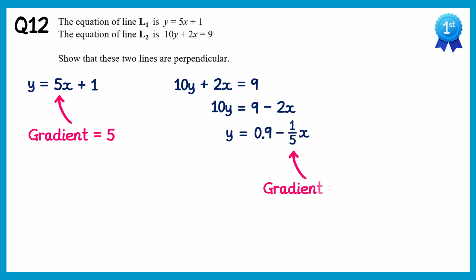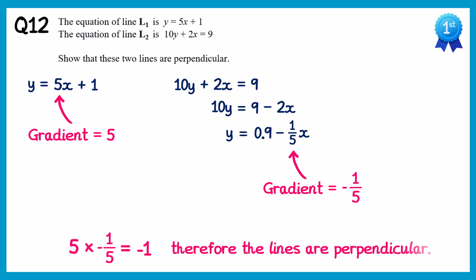We can now see the gradient is negative 1/5. To show two lines are perpendicular, their gradients must multiply together to give negative 1. So if we multiply 5 by negative 1/5, we do get negative 1. Therefore, these lines are perpendicular.